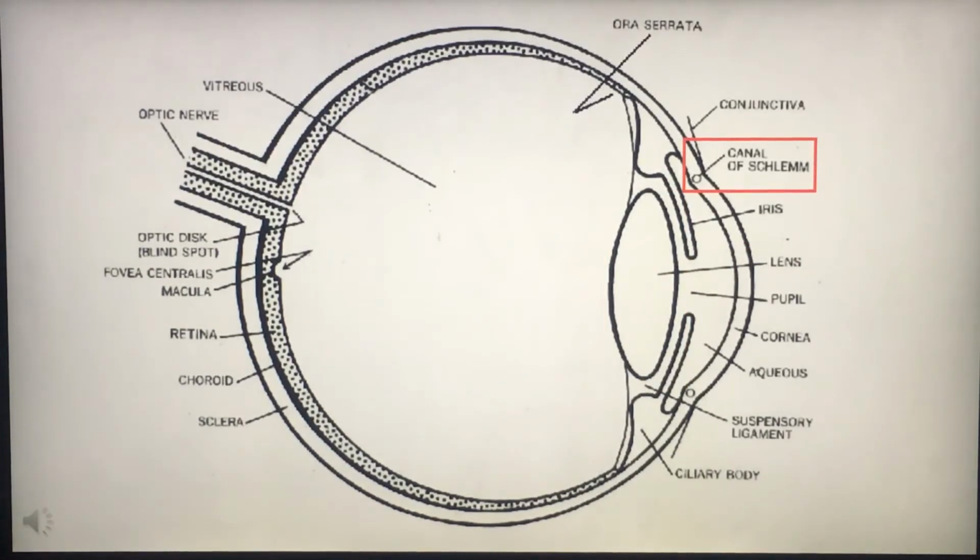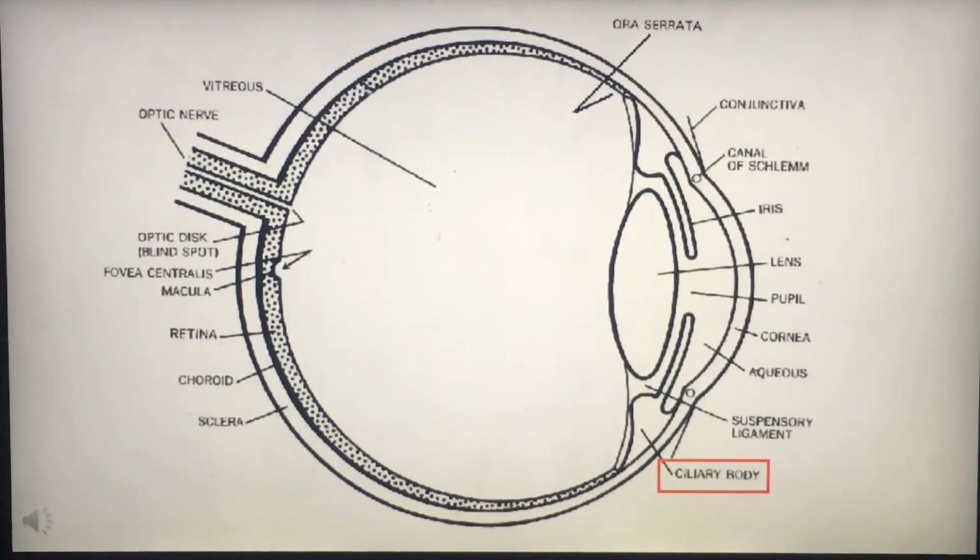Now we are moving on to the canal of Schlemm. Aqueous from the anterior chamber flows through the trabecular meshwork as it travels to the canal of Schlemm, which is a collection canal that delivers the aqueous to the venous system of the body.